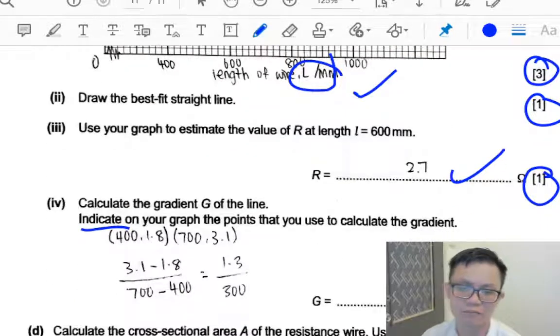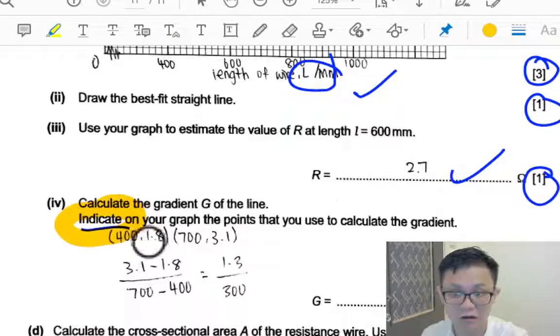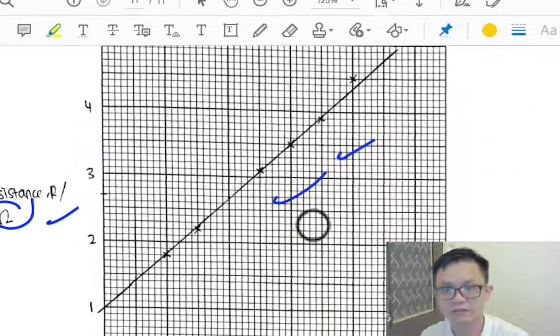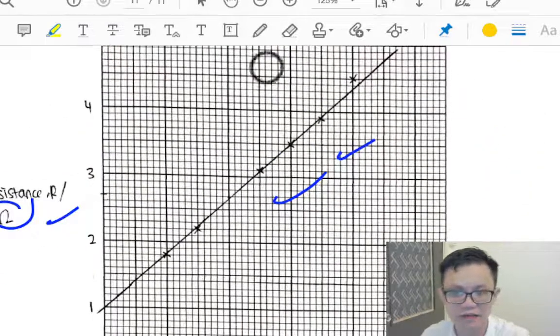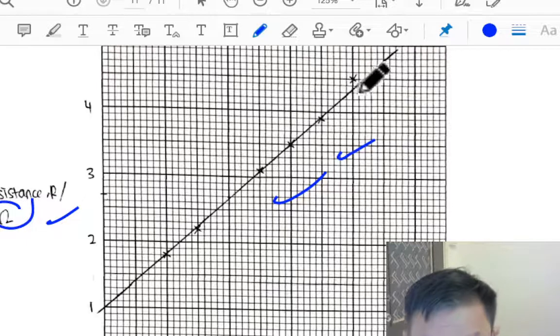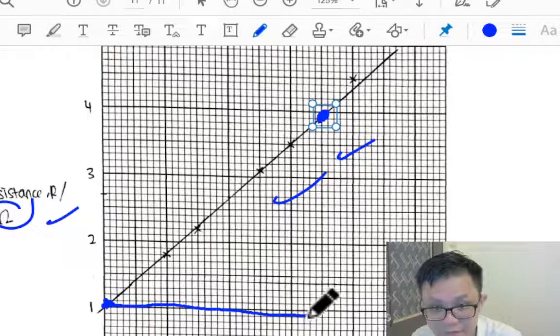Indicate in the graph. This one I didn't give any mark. Maybe 1 mark actually. Because the question says what? The question says indicate. What do you mean by indicate? On your graph. Indicate on your graph means you need to indicate on your graph. So you need to draw, like in mathematics. I think you guys know. So maybe let's say you take this point. Let's take an easy point. Where is the easy point? Maybe this point is easy. Take this point and take this point. Draw a line. So this is how you indicate in the graph.